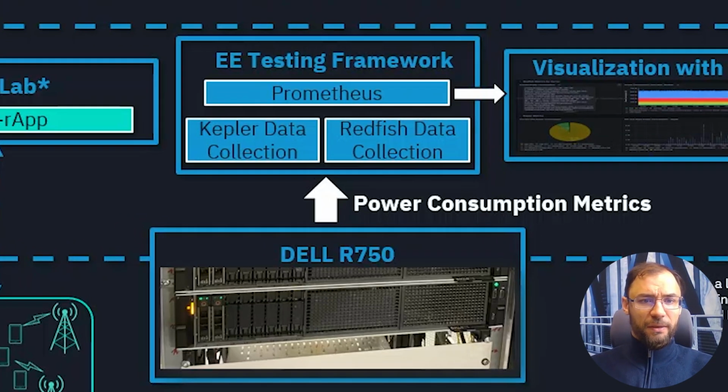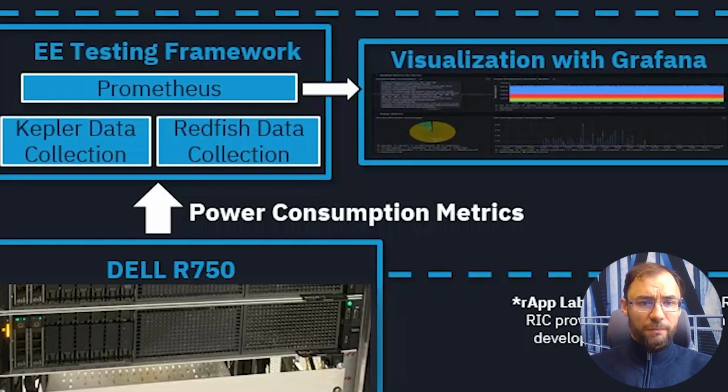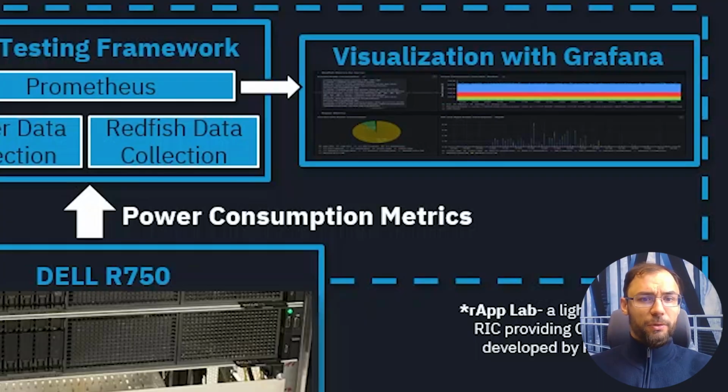The second component is the Energy Efficiency Testing Framework, visible in the center, being responsible for collecting the power consumption metrics at the level of hardware components using Redfish and split into the individual VNFs using Kepler. It is also exposing measurement data through Prometheus to the third component, visualization with Grafana visible on the right. The resultant Grafana dashboards would be described in the latter part of the video.